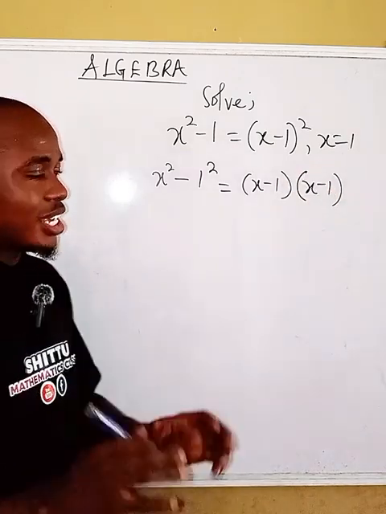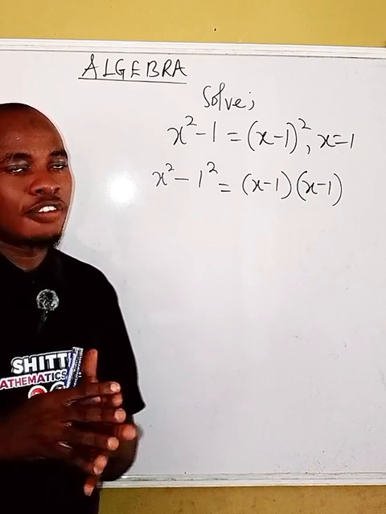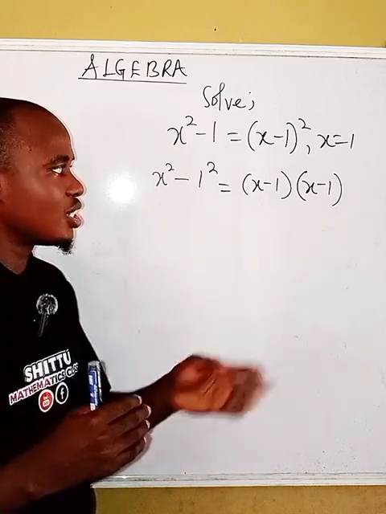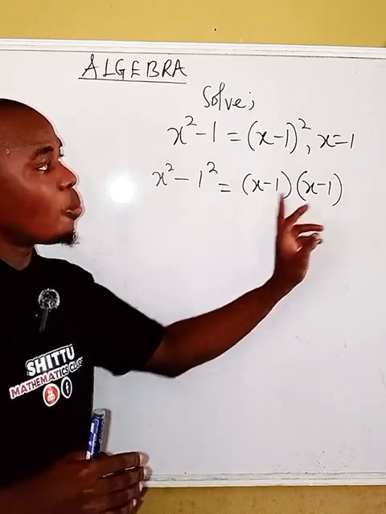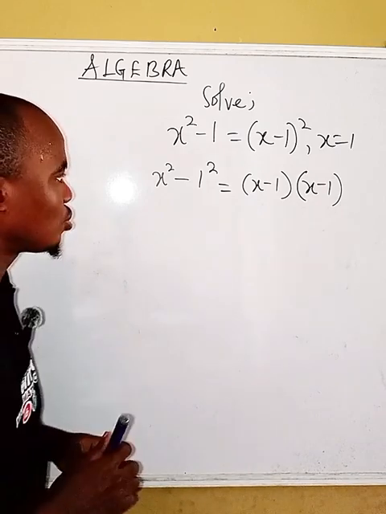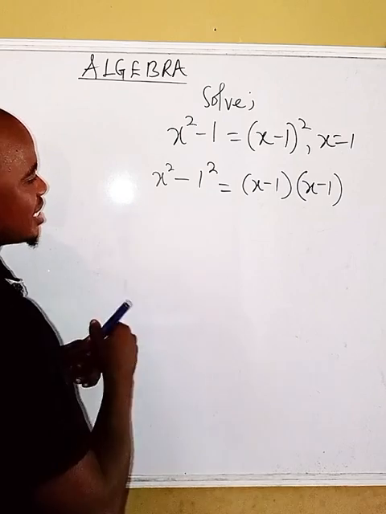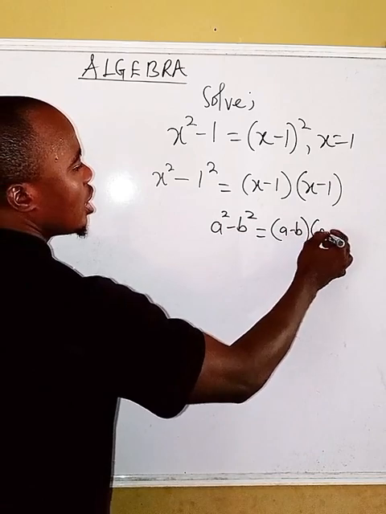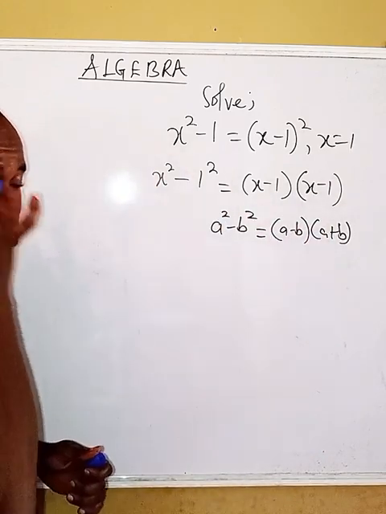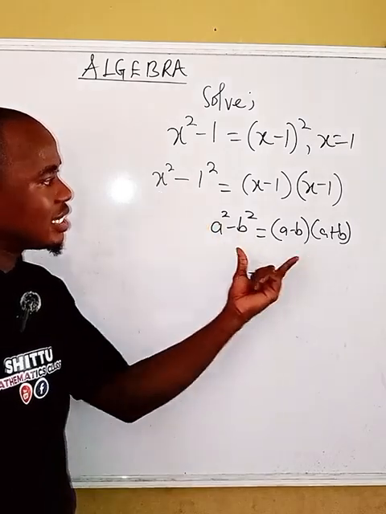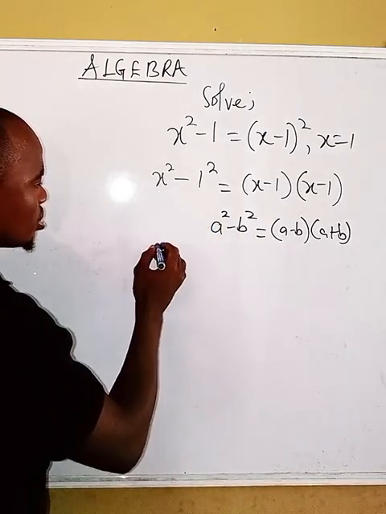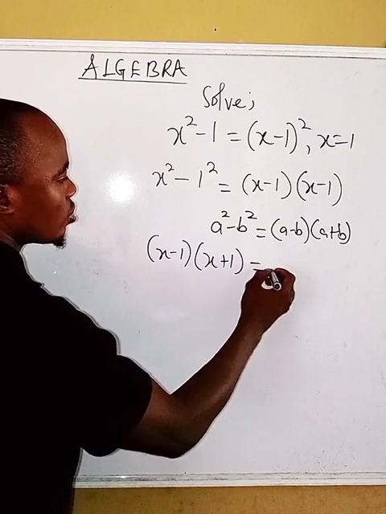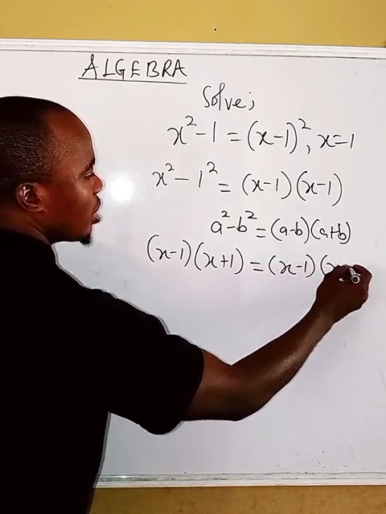So now there is a trick I want to show you, so you know that you have upgraded in mathematics. Don't open the bracket yet. Here, on the left hand side, if we have a squared minus b squared, it is the same thing as a minus b times a plus b. We call it the difference of two squares. So the left hand side is x minus 1, x plus 1. The right hand side equals x minus 1, x minus 1.